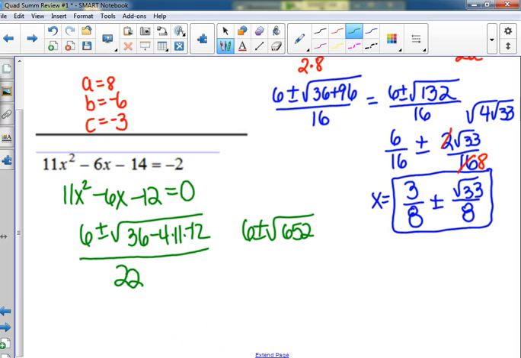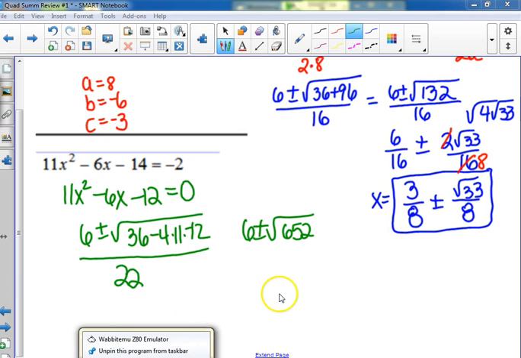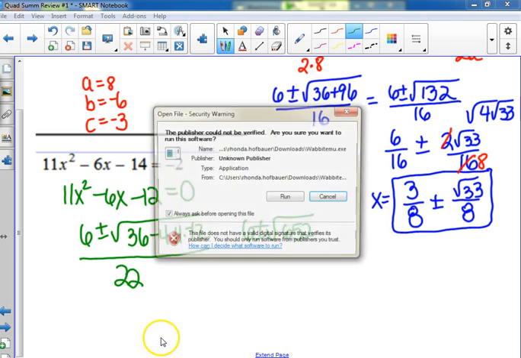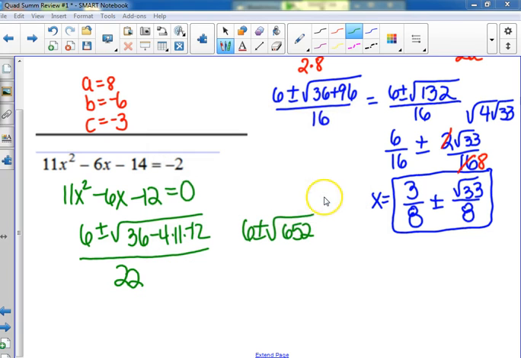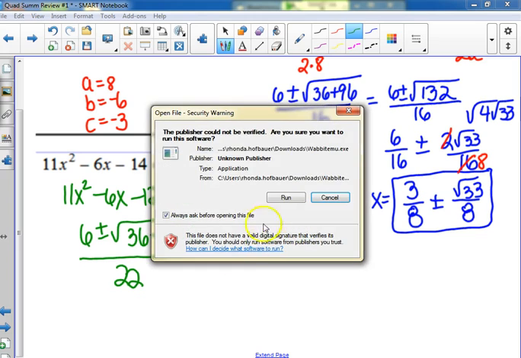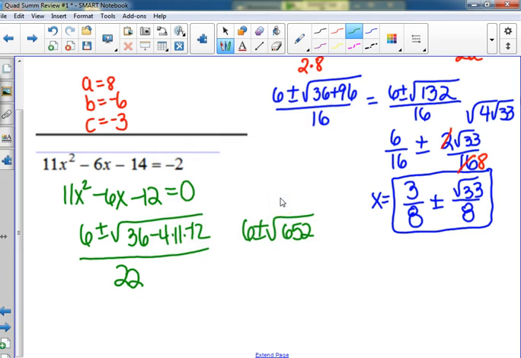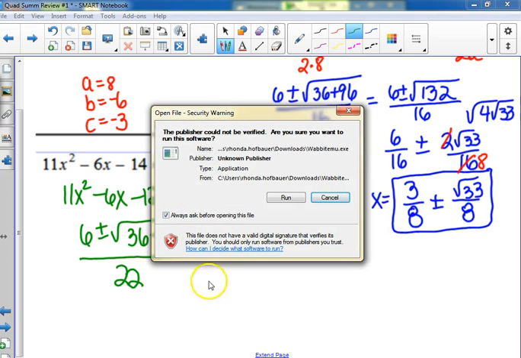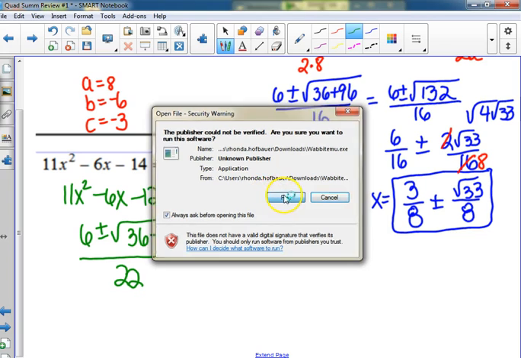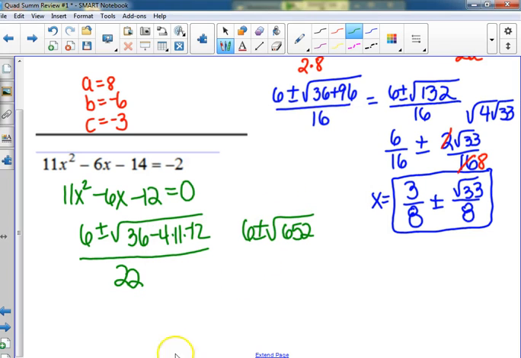Where are you, little rabbit? Okay. Why is it not working when I hit run? I want to cry. All right, I don't know what's going on.